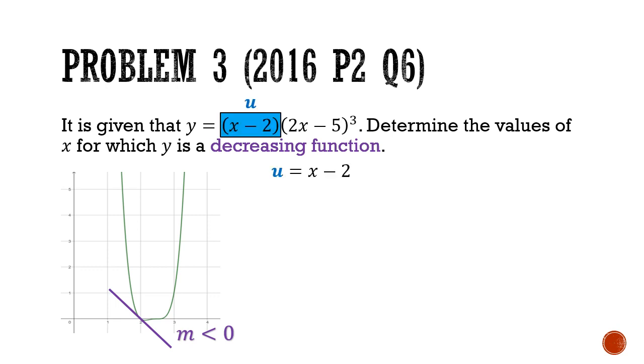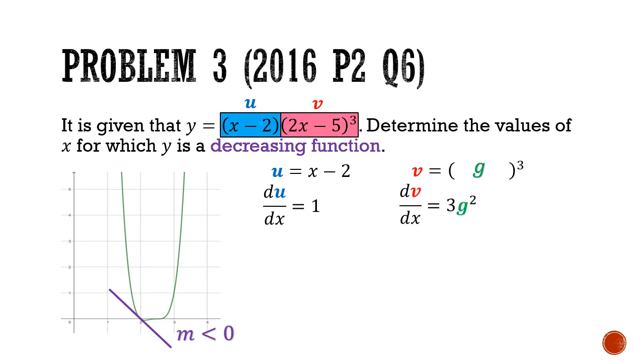So we'll set u equals x minus 2 and v to be (2x minus 5) cubed. Now we can find du/dx, that's just 1. For dv/dx, we'll need to use the chain rule. So we'll replace 2x minus 5 with g. So when we differentiate v with respect to g, dv/dg will be 3g squared. But don't forget, we must multiply by the chain, so times dg/dx. And dg/dx will be 2. So when we sub that in, dv/dx will give us 3 times (2x minus 5) squared times 2.